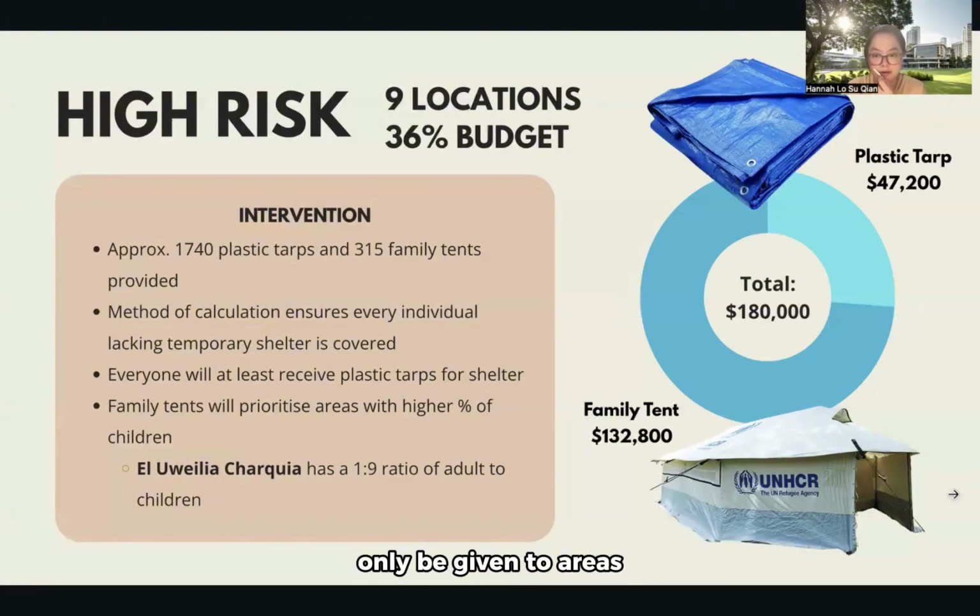Family tents will only be given to areas with high percentage of children, as we can assume that with a larger adult-to-child ratio, there will be larger families. For example, one of the high-risk locations has a 1:9 ratio. Since children do not have the ability to regulate their body temperature as well as an adult, they require family tents that will help block cold wind and help thermal regulation, especially in keeping warm at night.